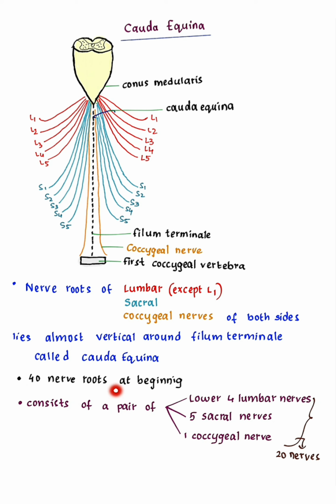There are 40 nerve roots at the beginning. It consists of a pair of lower 4 lumbar nerves, 5 sacral nerves, and 1 coccygeal nerve. So together there are 20 nerves. Each nerve has 2 roots, anterior root and posterior root. So in total there are 40 nerve roots.